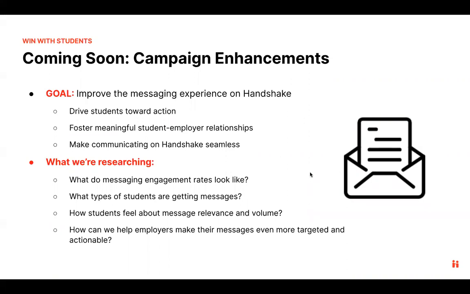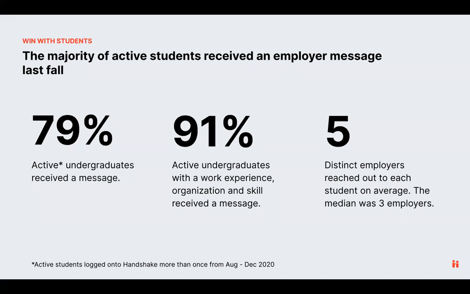But just to give you a little bit of an inside scoop, here are a couple of the stats that we've uncovered about messaging in fall 2020. Of the undergrad students who logged into Handshake between August and December of 2020, 79% of them received at least one message from an employer. If those students that logged in had a work experience, organization, and skill on their profile, 91% of them received a message. And of all of the students who got a message in the fall, the average number of employers they heard from was 5. And if you prefer to look at the median, it was 3 employers.